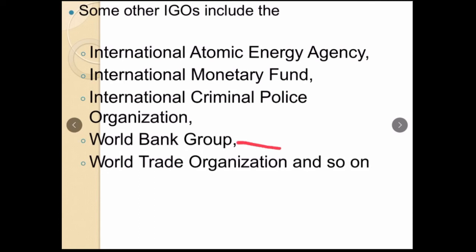The World Bank is another example that we can mention among intergovernmental organizations. The World Bank is an international financial institution that provides loans and grants to the governments of poorer countries for different purposes. It can be for pursuing capital projects. So the World Bank is also important. The headquarters of the World Bank is in Washington DC in the United States, and the president of the World Bank currently is David Malpass.